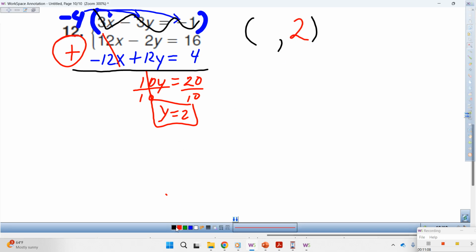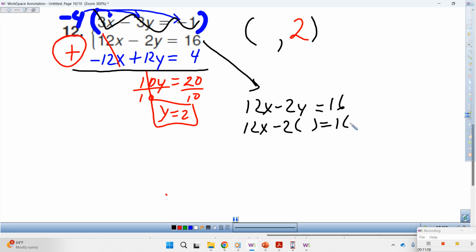All right, so for my solution, we already have the y value, which is 2. So now which equation shall we use to substitute that in to get our x? Pass on one, Renzo. Which one do you want to use? The top one or the bottom one? Top. Okay, so I'm going to bring this one down. 12x minus 2y equals 16. I'm going to write 12x minus 2 parentheses equals 16. And instead of the y, I'm going to substitute in there the 2. So, 12x minus 4 equals 16. And then we solve.